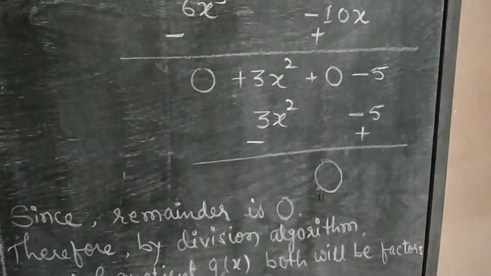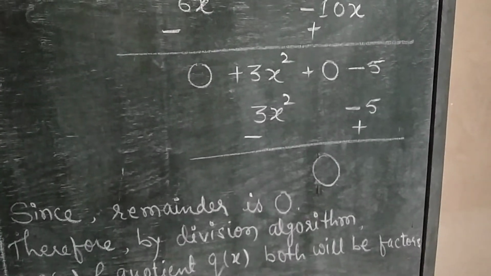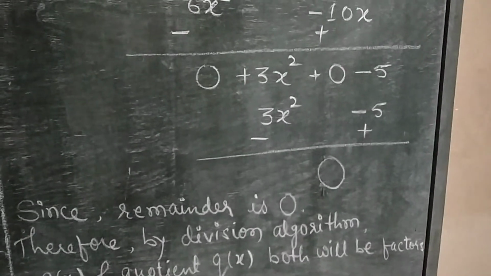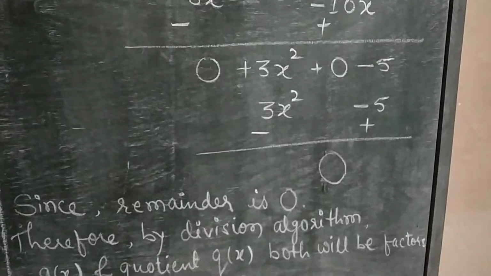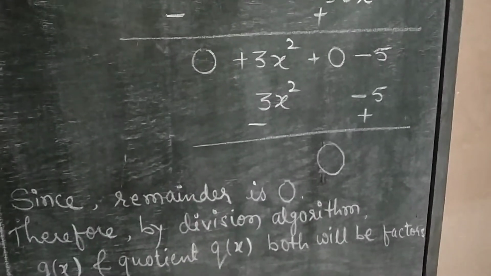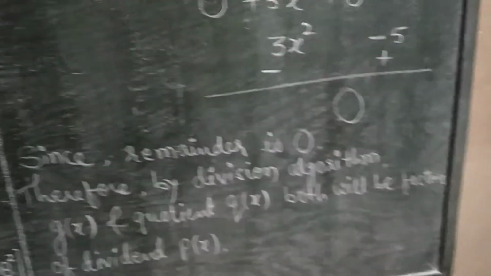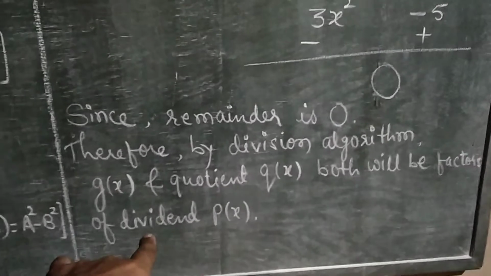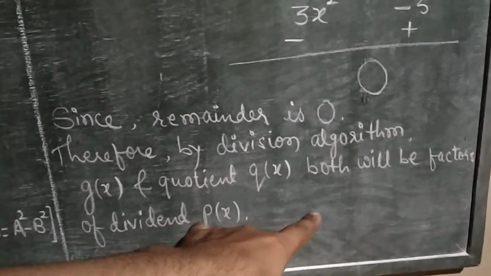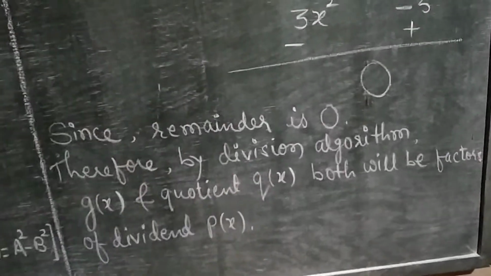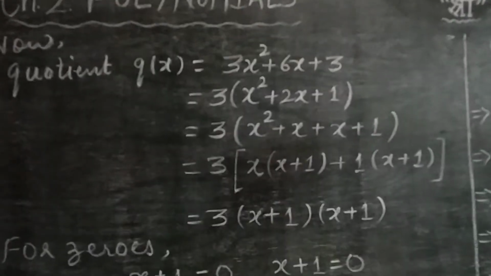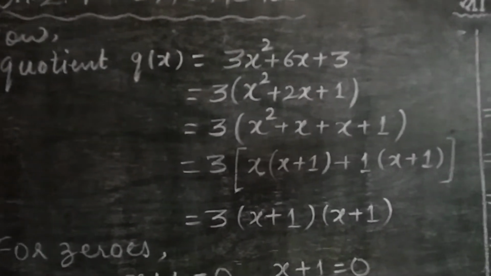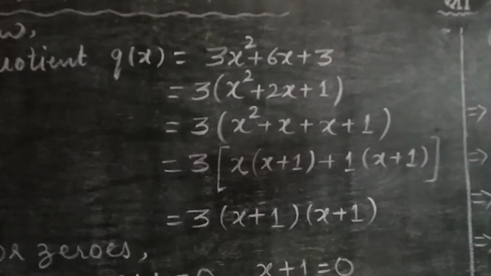And as we know, if we get the remainder 0, the divisor will be a factor of the dividend, and also the quotient we obtained in this process will also be a factor of the dividend. So here I have written, since the remainder is 0, therefore by the division algorithm, g(x) and quotient q(x) both will be the factor of dividend p(x). So in this division process, we obtain the quotient q(x) as 3x square plus 6x plus 3.